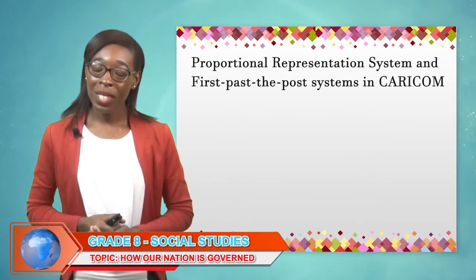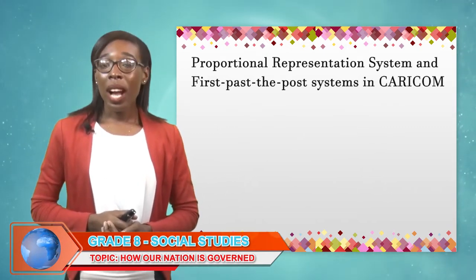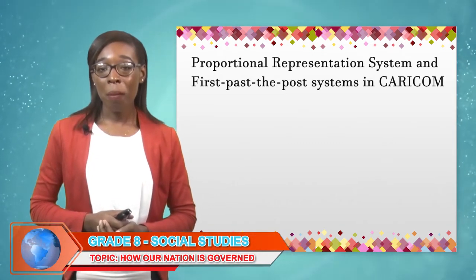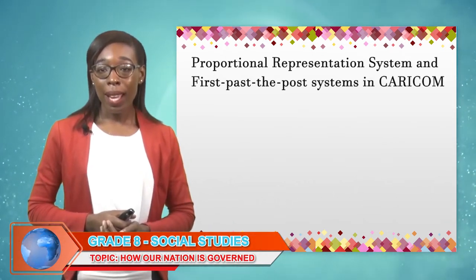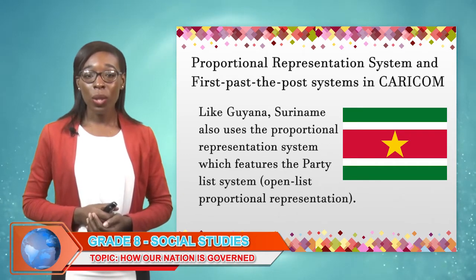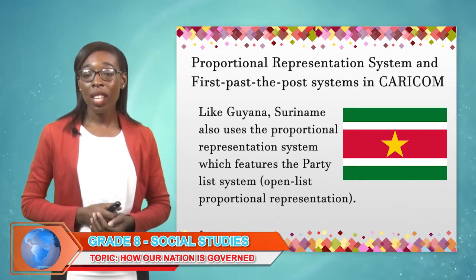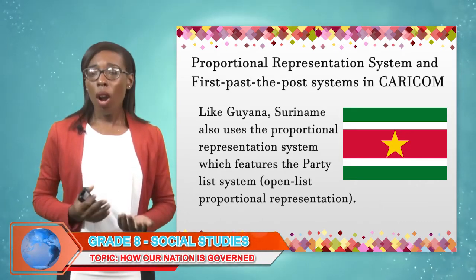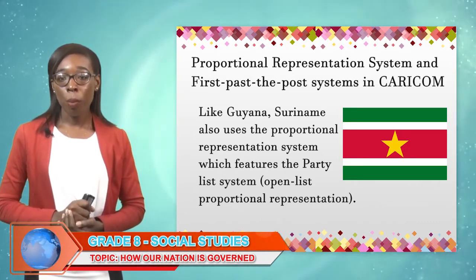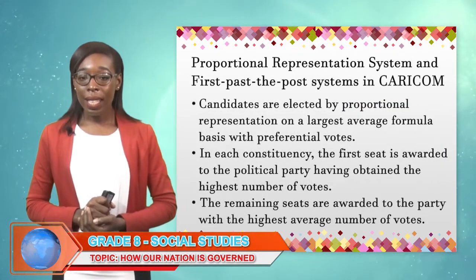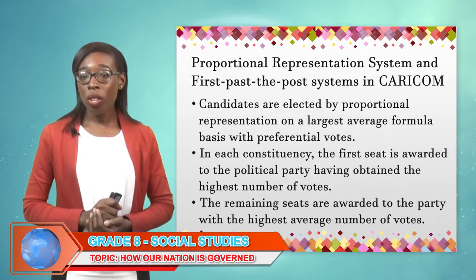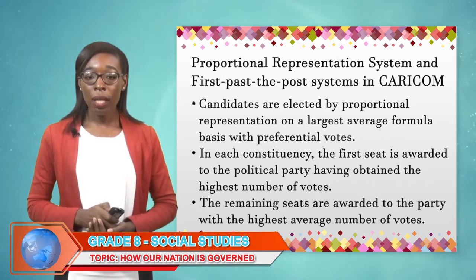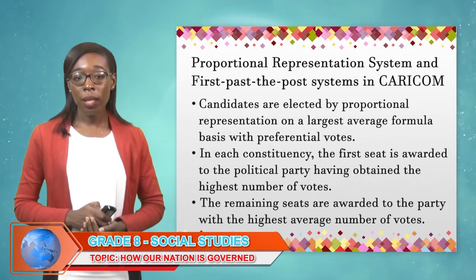Alright, so let's move right along. We're now going to look at proportional representation system and first past the post system in Caricom. Like Guyana, Suriname also uses the proportional representation system, which features party list system, also known as open list proportional representation. Candidates are elected by proportional representation on a largest average formula basis with preferential votes.